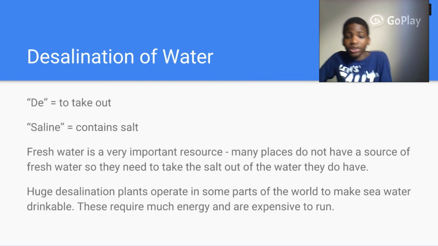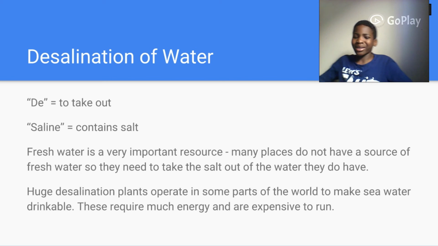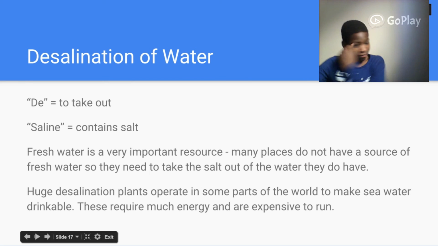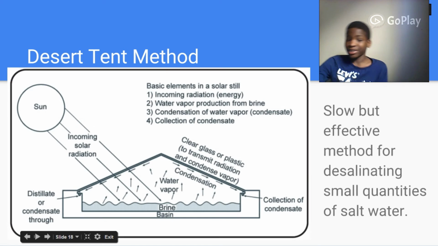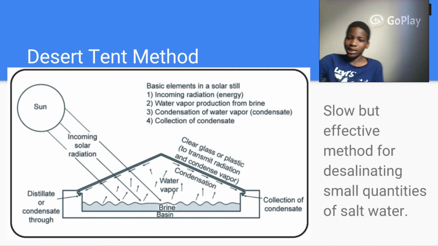So there are huge desalination plants operated in some parts of the world to make seawater drinkable, but they require a lot of energy and are quite expensive to run, right? So there's the desert tank method. It's slow but effective for desalinating small quantities of salt water.